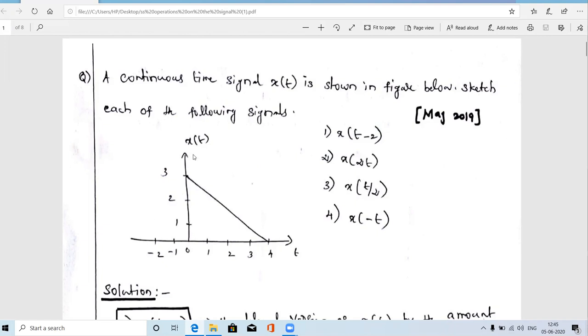So for the given signal x of t, we have to perform these operations. What is the first one? x of t minus 2. What is x of t minus 2? x of t minus 2 is a time delayed version of x of t by 2 seconds. These two are time scaling operations, and this is the time inversion operation. So we will see them one by one.